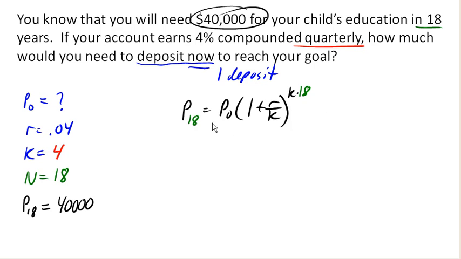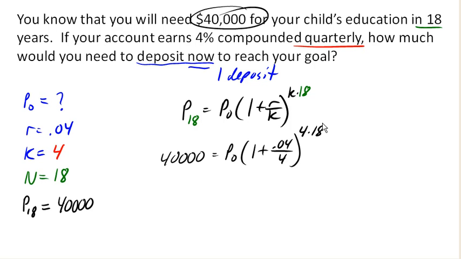So let's go ahead and fill in the rest of those values. P_18 is 40,000. P_0 is unknown. r is 0.04, 4%, and k is 4, so k times n is 4 times 18. All right, so there we go. We're all set up now. All we need to do is solve for P_0.